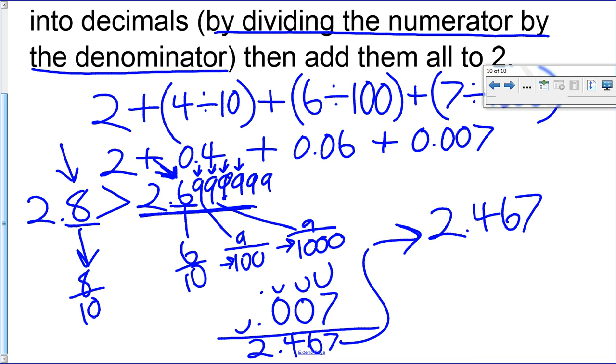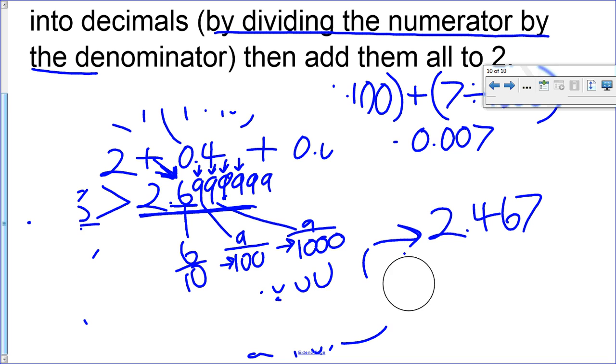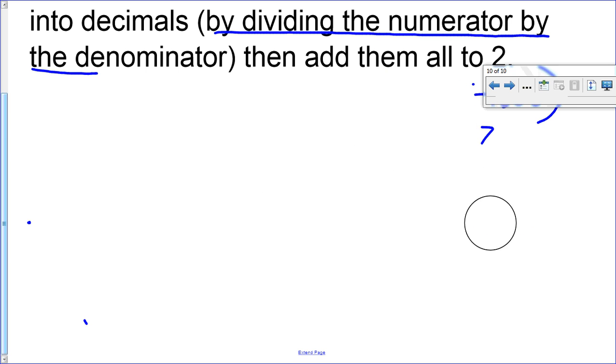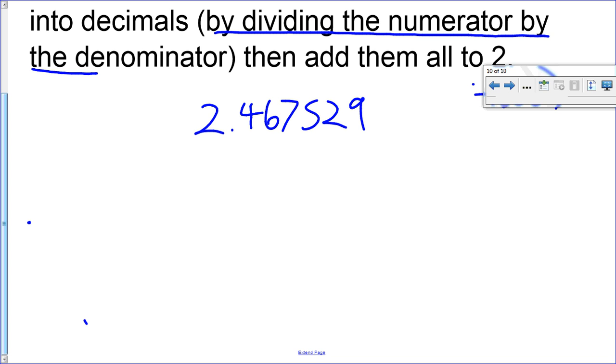So I said that they become inconsequential, but in reality, they're obviously not inconsequential, or else we wouldn't have decimals at all. So my question to you is, try to think of a circumstance where we would need a number like 2.467529. What are these numbers used for?